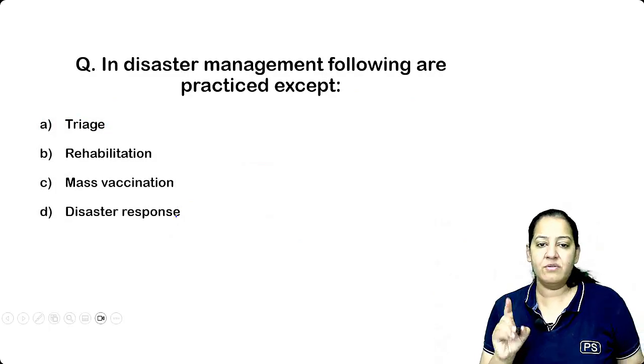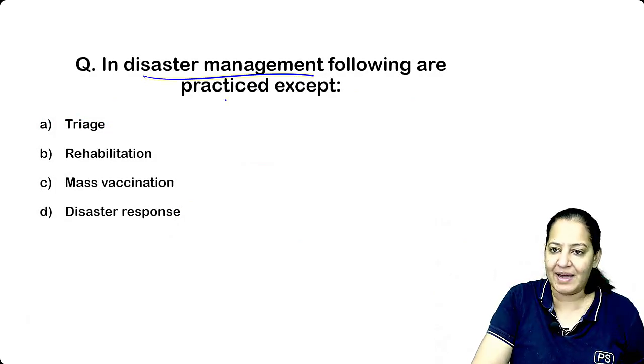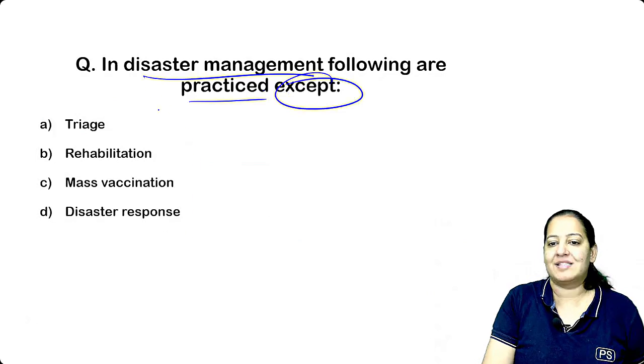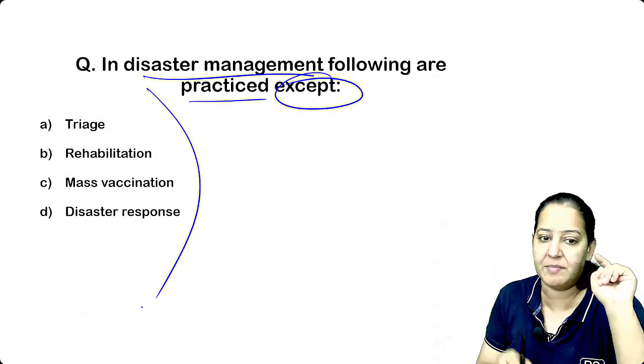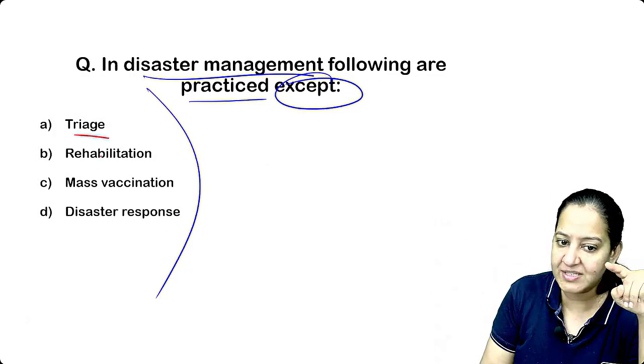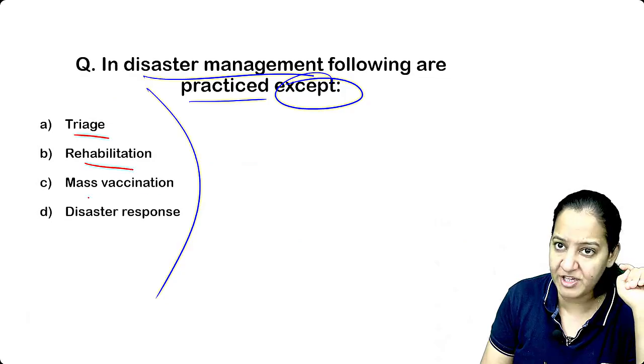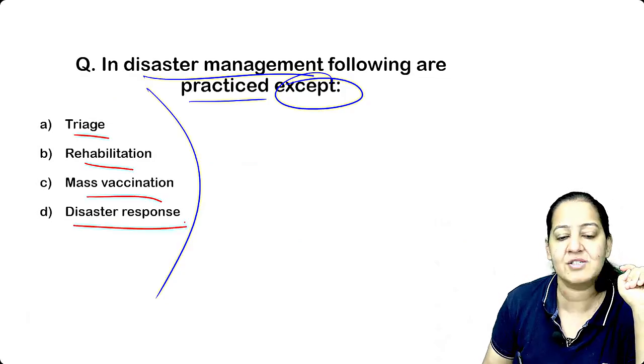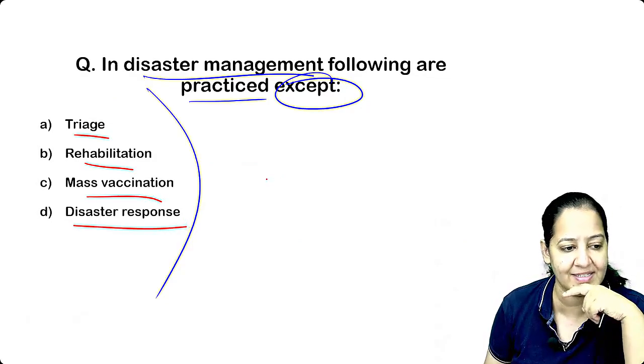Okay. The next question is in front of you. In disaster management, following are practiced except which is not a part of disaster management. Do we do triage? Yes or no? We do rehabilitation? Yes or no? Mass vaccination? Yes or no? Disaster response? Yes or no? What's the correct answer? Yes, absolutely right.